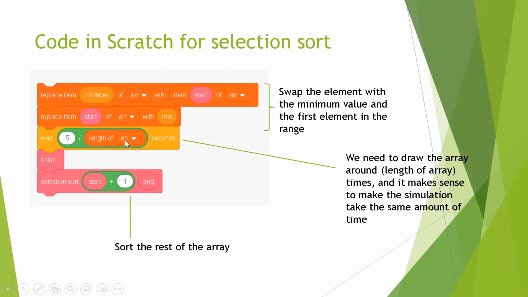Now we'll wait for this amount of seconds. The reason why is that we need to draw the array for around the length of the array times. It makes sense to make the simulation take the same amount of time. After that, we'll go ahead and draw the array to let the user see that the 2 elements have been swapped. Then we'll sort the rest of the array.